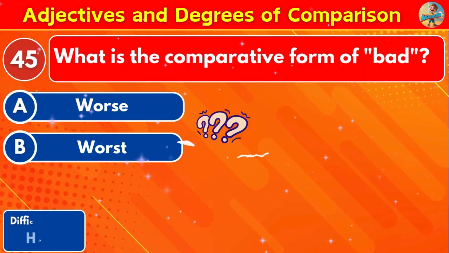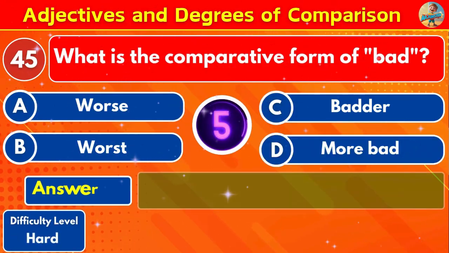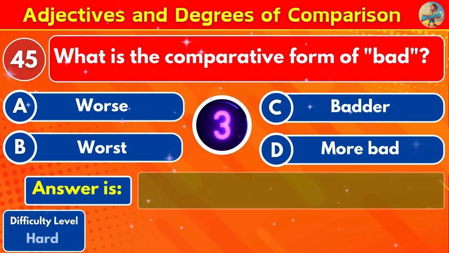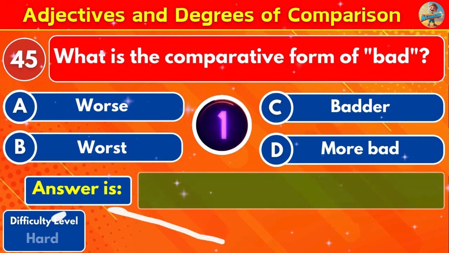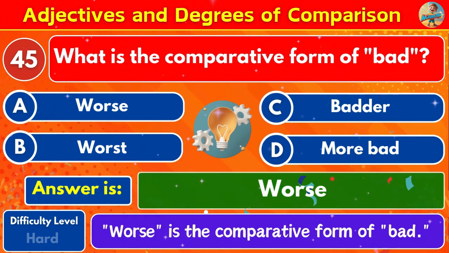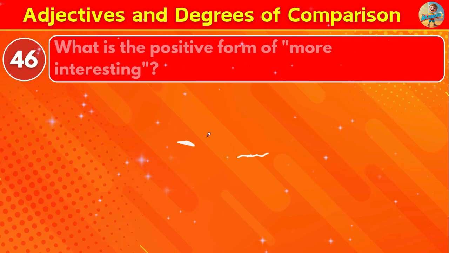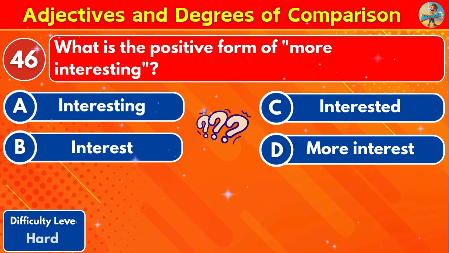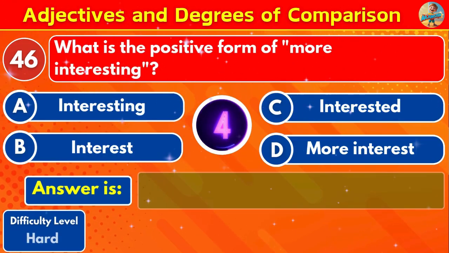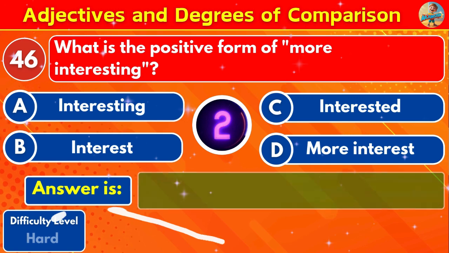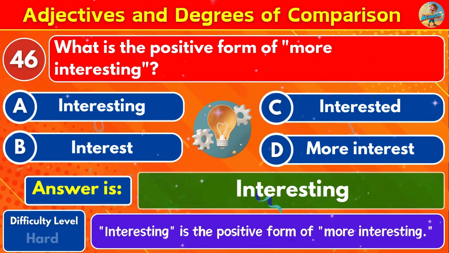Question 45 is, what is the comparative form of bad? Answer 45 is, worse. Question 46 is, what is the positive form of more interesting? Answer 46 is, interesting.